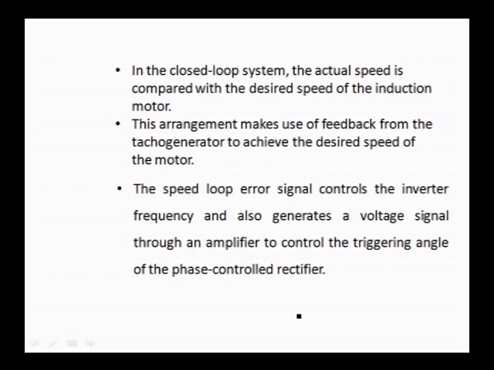Even otherwise, we need the firing signals, that is different. Only if there is an error, we need to change the firing angles of the inverter and the rectifier. Whenever there is an error, that means when the speed of the induction motor is different from the set speed, that is where a corrective action is required. That happens only in a closed loop system. In an open loop system, there cannot be any corrective action because there is no feedback.